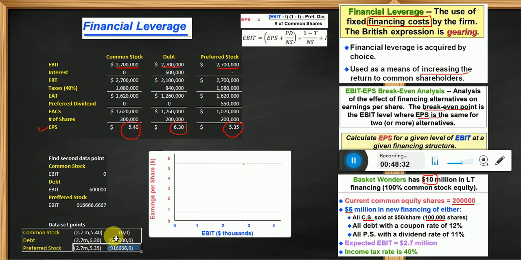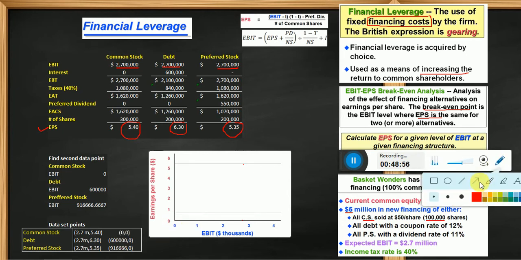So first we are drawing for the common stock. One point we found here, and that is exactly here. Where is another point to find out? This is the 2.7, we found it. 2.7 is here, and then we have 5.4. This is 5.4, one point, and now coming to the point 0 and 0. The 0 and 0 is exactly here. Look here. 0 here is in X, we have EBIT, and 0 we have earning per share.